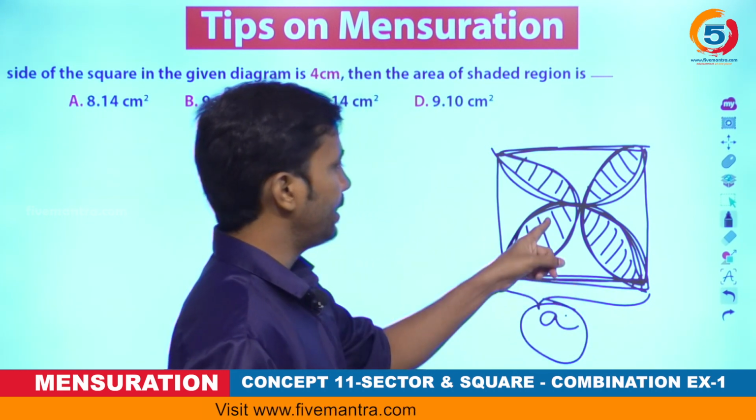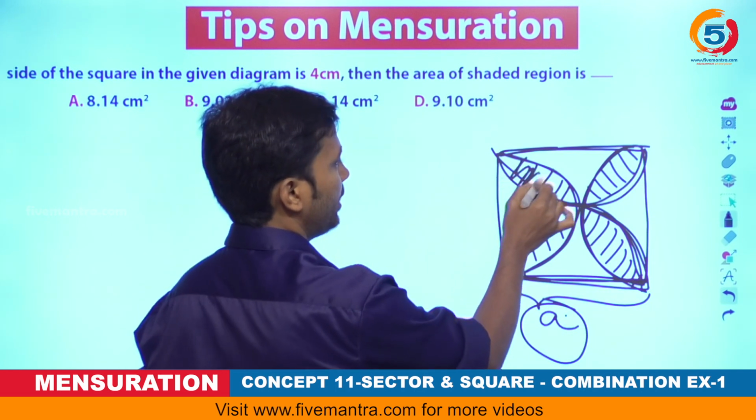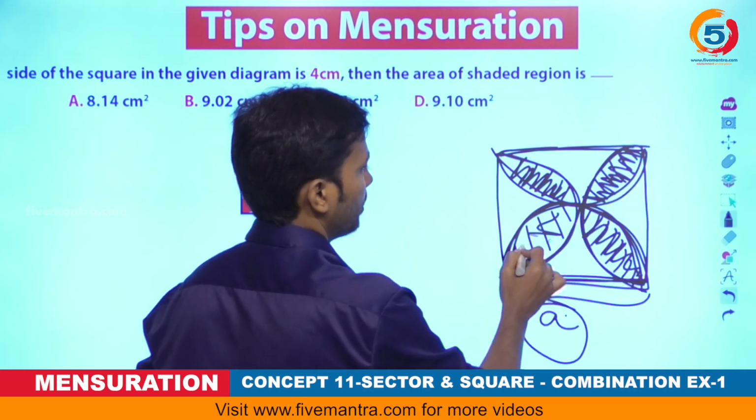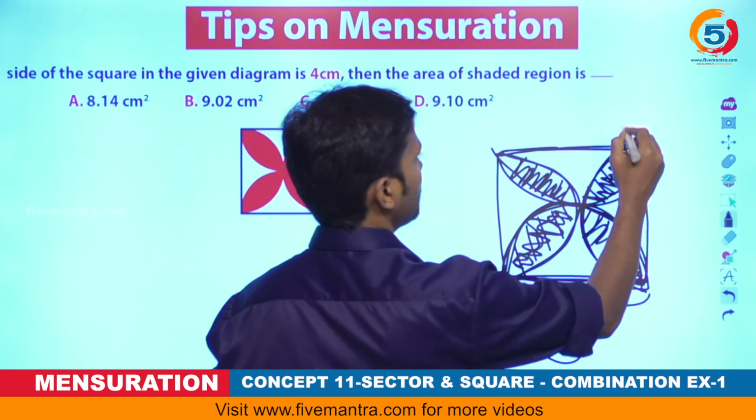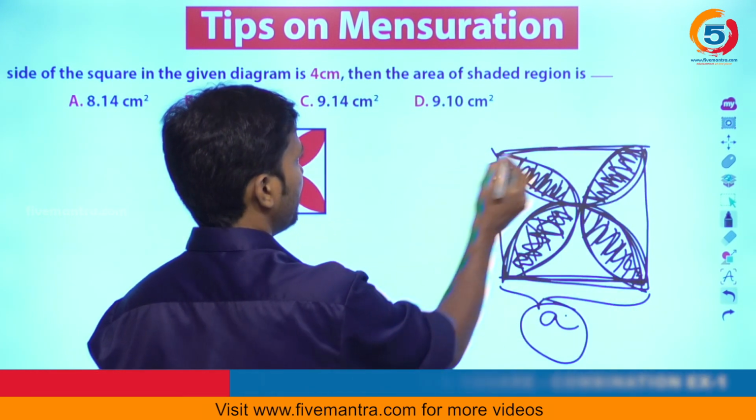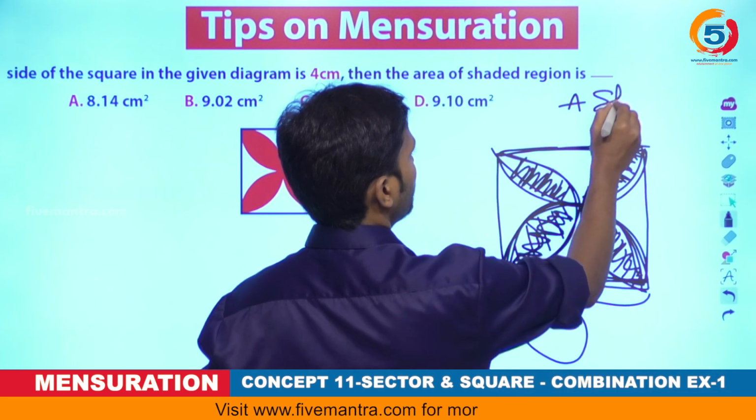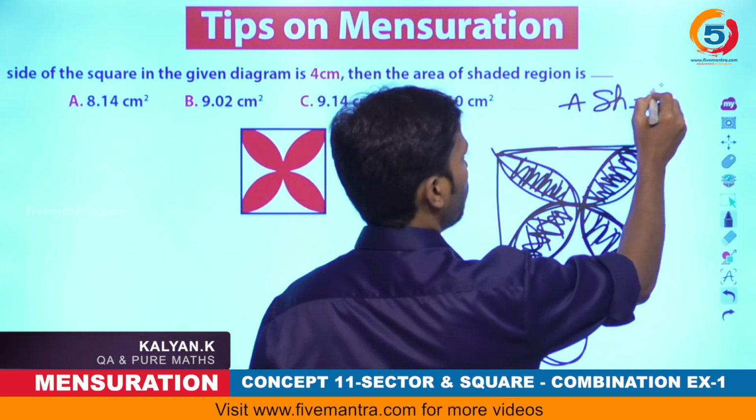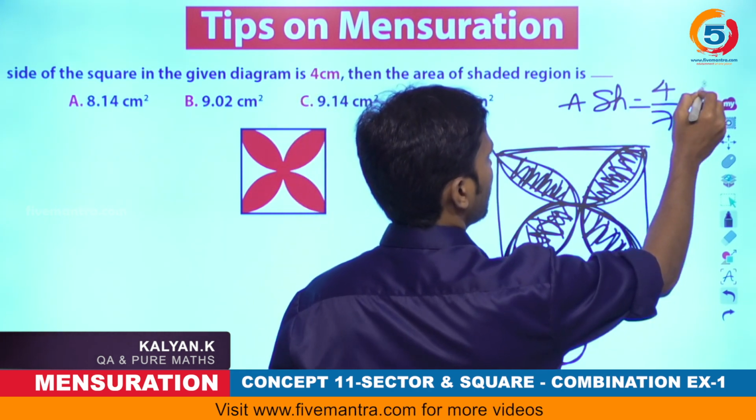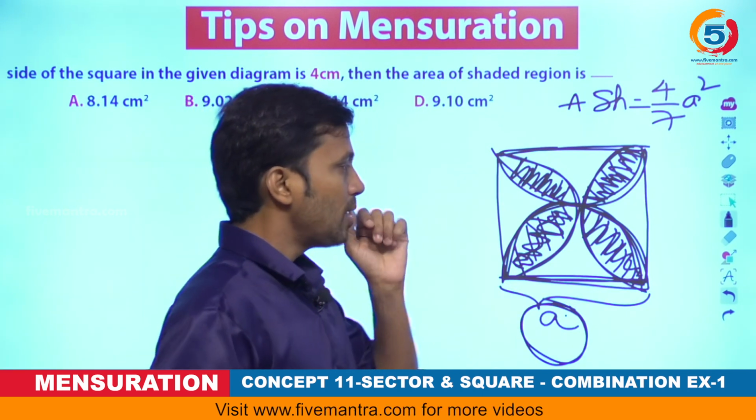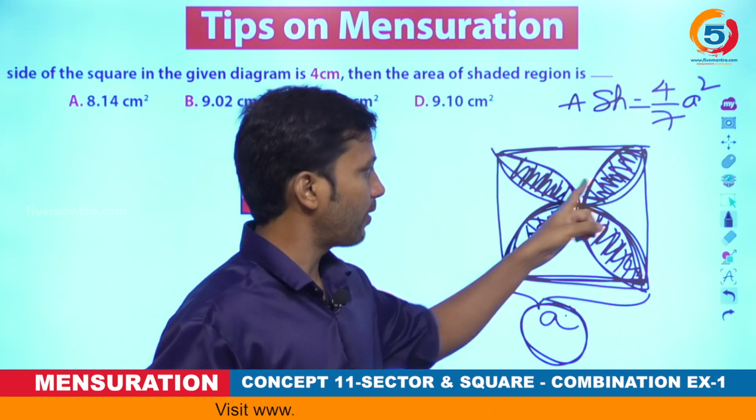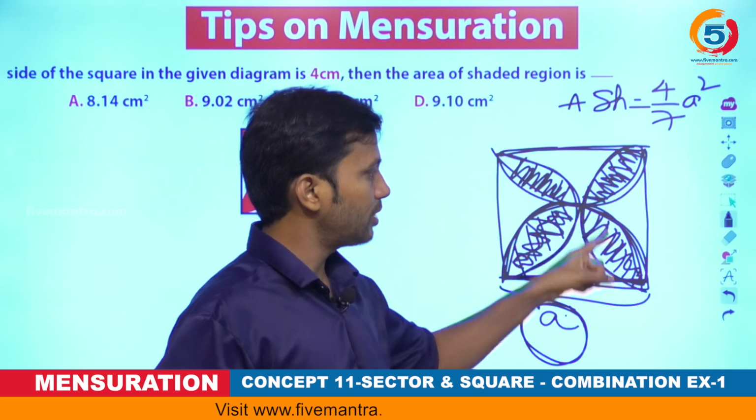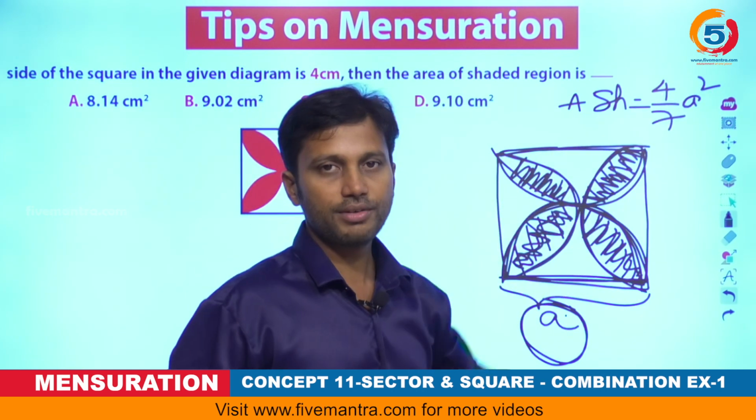Then what is the area of this shaded portion? That I told you before in class: the area of the shaded region is equal to, if A is a side, 4 by 7 A square. Here it looks like a pattern of a flower, right? So I am telling you the area of this flower would be 4 by 7 A square.